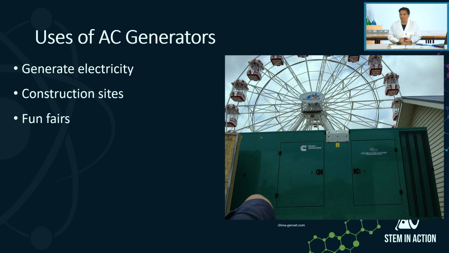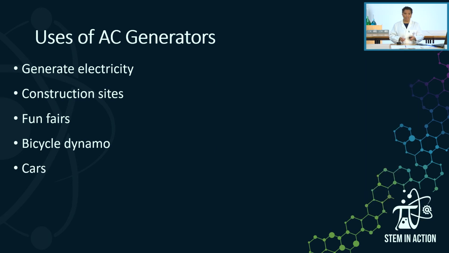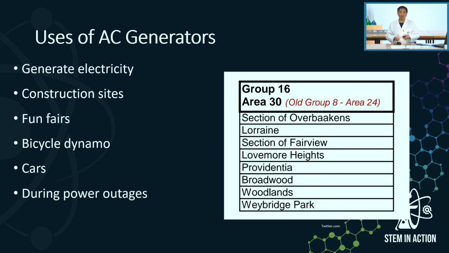The fun fair. If we look at our fun fairs and those massive rides, surely we need electricity to power those rides for us to go and have fun on. And again, we use AC generators to generate electricity which powers these rides in fun fairs. We use bicycle dynamos, that's an example of an AC generator, and of course they're used in cars as well.